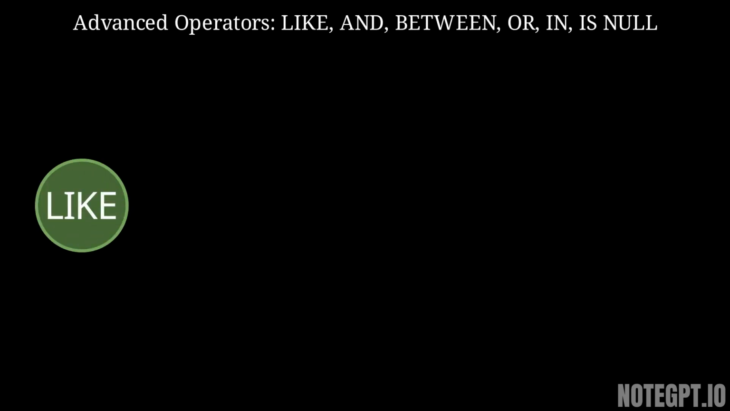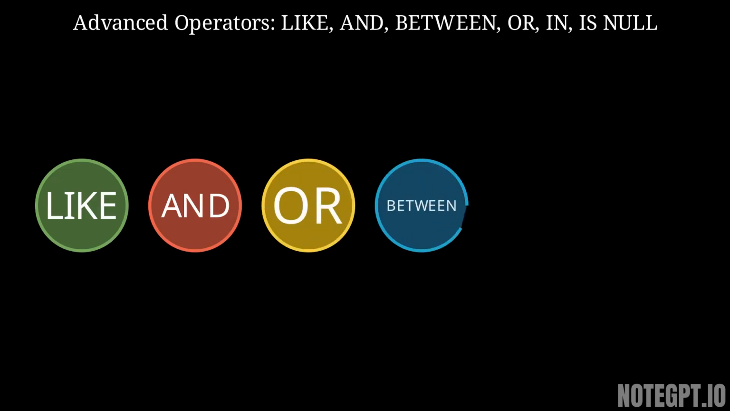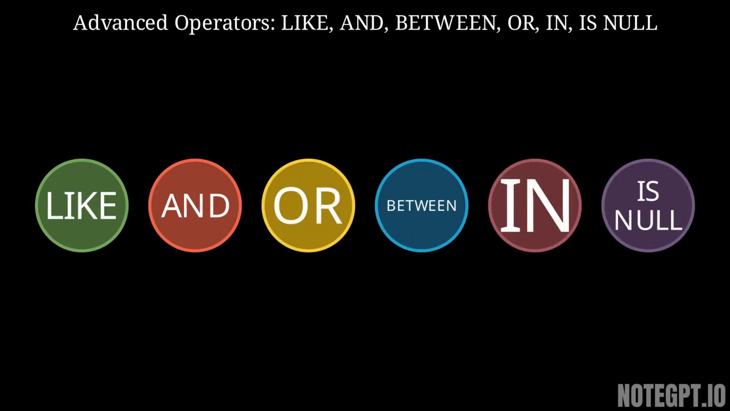SQL provides advanced operators for more complex queries. Like is used for pattern matching, and or combine comparisons. Between checks if a value is within a range, in checks if a value is in a list. Is null checks for missing values.